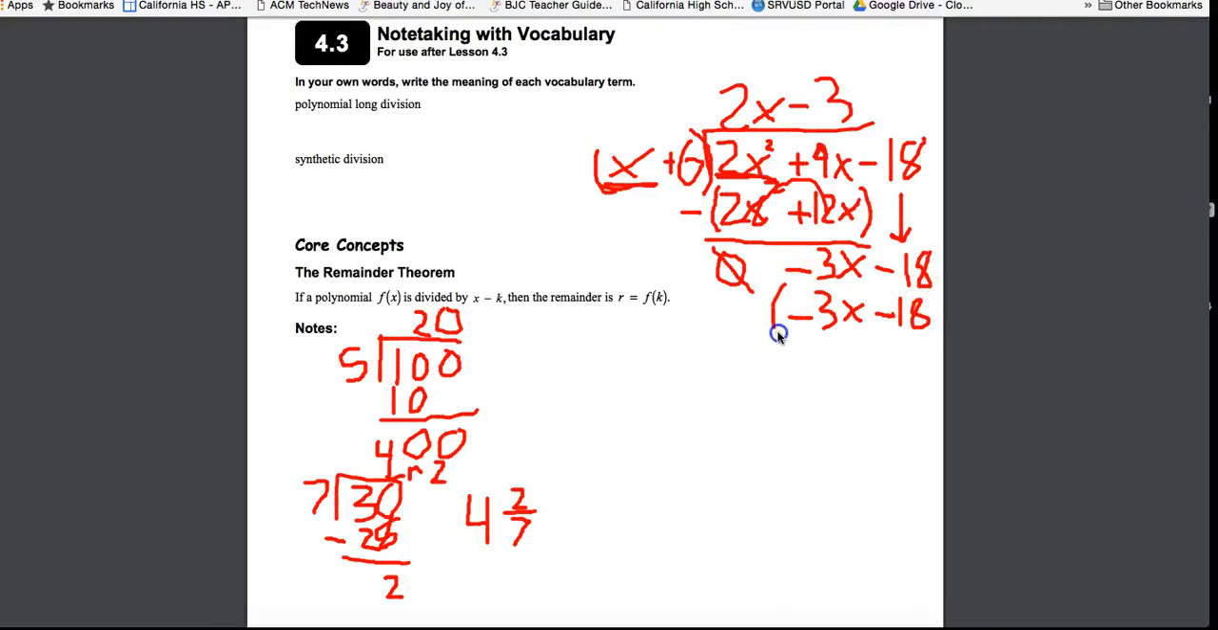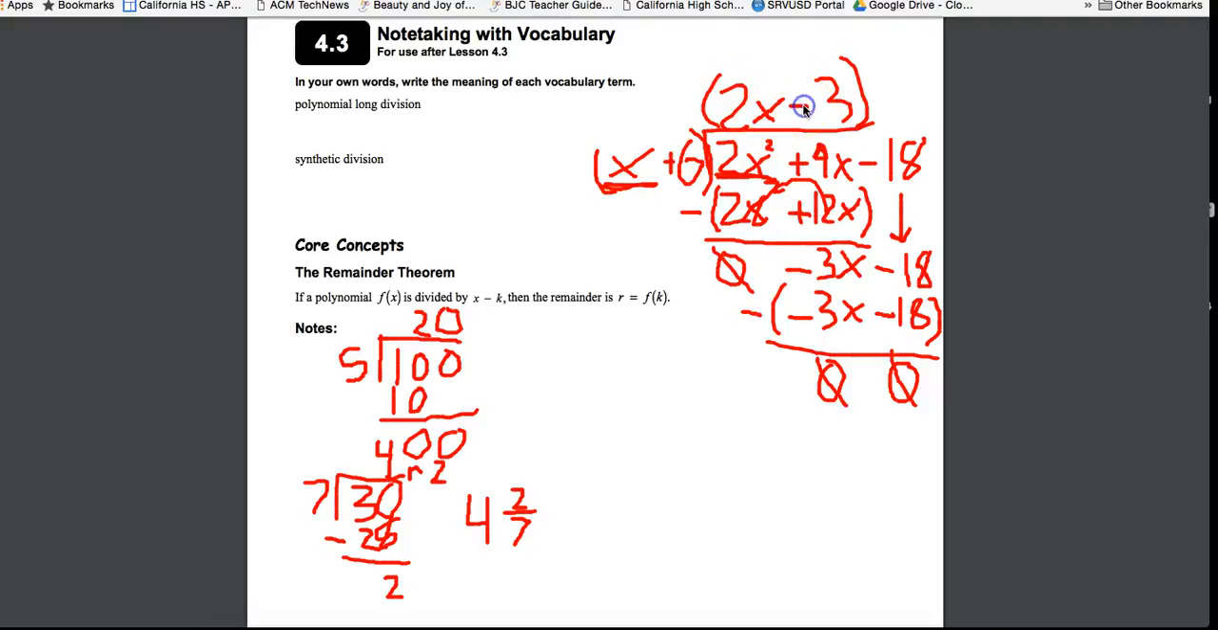Now, again, we have to subtract this whole polynomial from the top. So when we take negative 3x minus negative 3x, our sign changes, and we're left with 0. And negative 18 minus negative 18, our sign changes, and we're left with 0. So this is an example, like over here, where we have no remainder. So to recap, we get 2x squared plus 9x minus 18 divided by x plus 6 equals 2x minus 3.